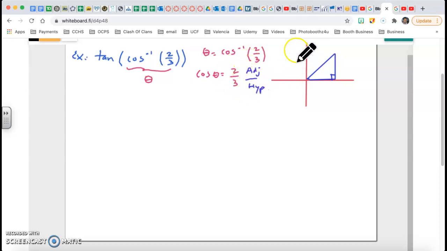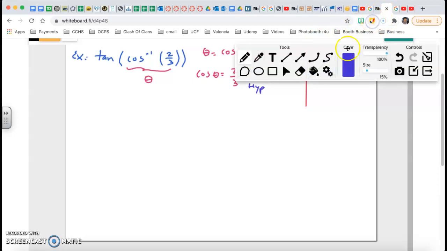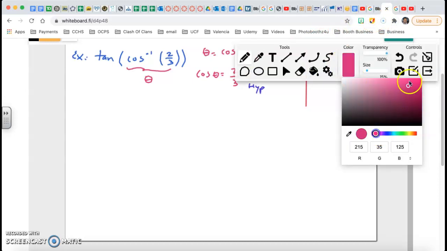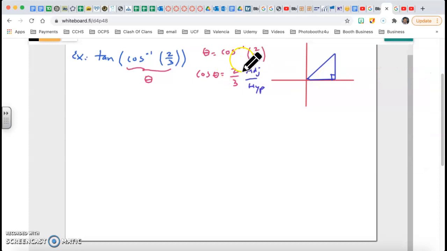Why? Because if you notice, I have a triangle right here. I need to put those answers into a triangle. I have my ratio, so my adjacent side is going to be 2, and my hypotenuse is going to be 3. I'm going to call this my angle theta. My adjacent is going to be the base, and that's going to be my 2. And my hypotenuse is going to be 3, which is the opposite side to my 90-degree angle. Okay, now I have something.